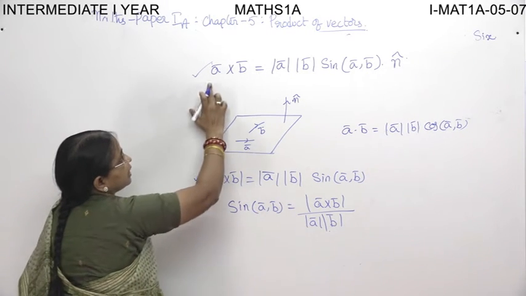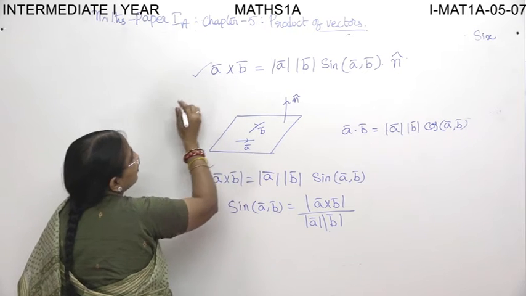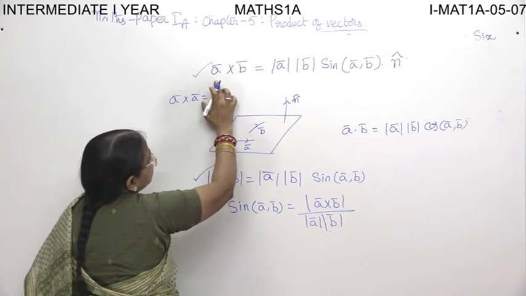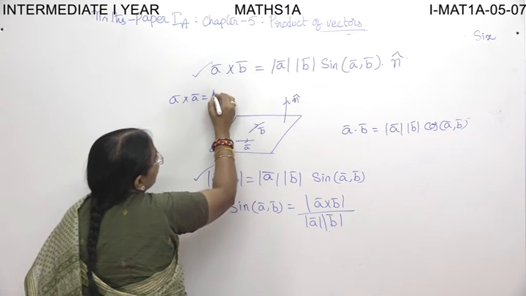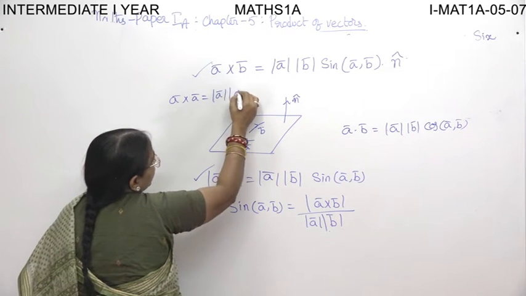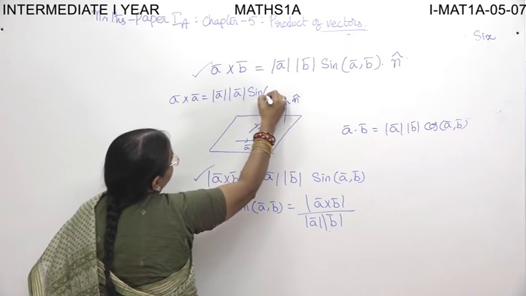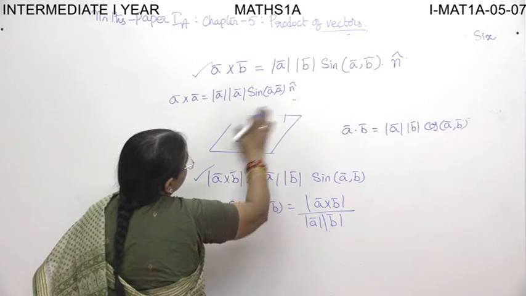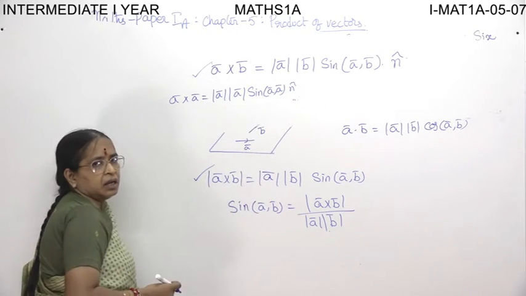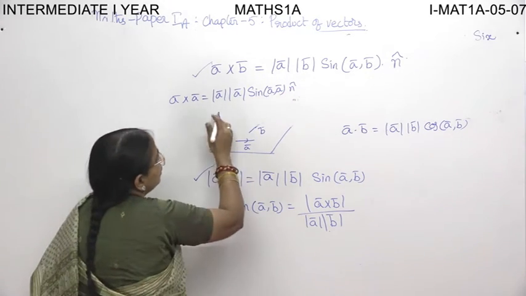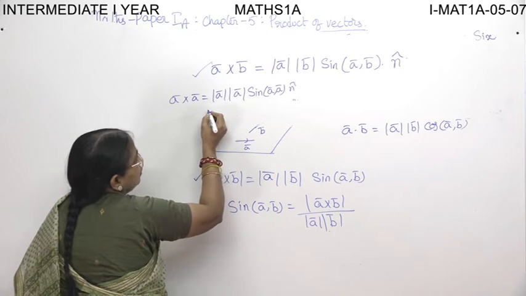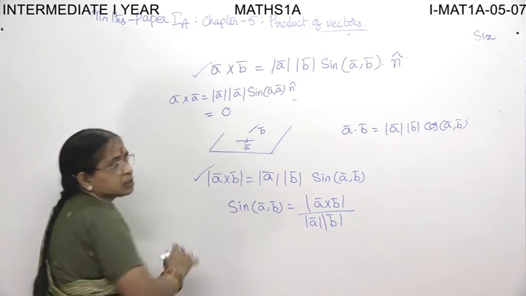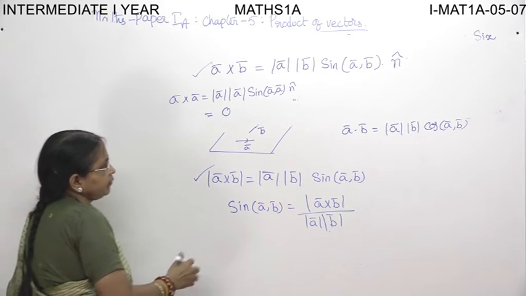Now next is A cross A. In this formula, when you substitute B also as A, you will get A cross A as mod A into sine of angle between A and A into n cap. So what is the angle between A and A? The angle between A and A is 0. So sine 0 is 0. So A cross A is equal to 0.